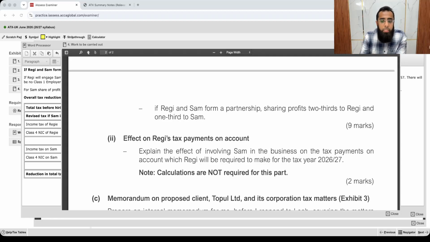Okay. Now let's look at second part, part 2. Effect on Regi's tax on payment on account. How payment on account, that installment thing will be impacted.